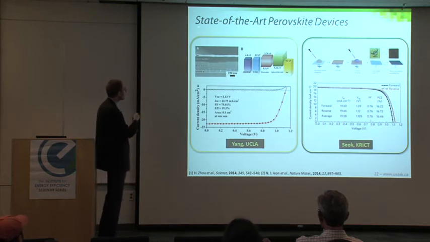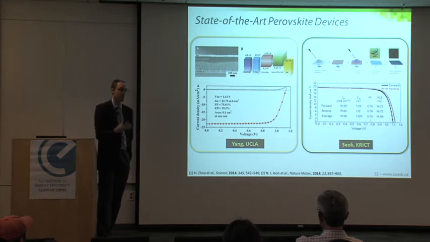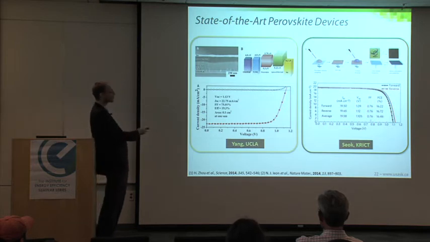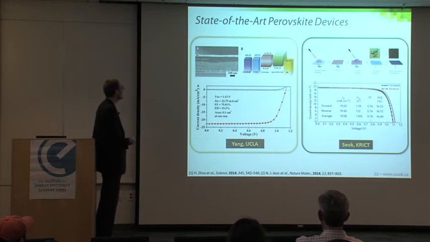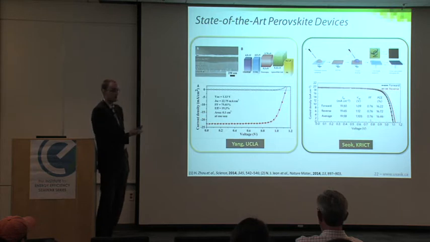The problem with putting up a state-of-the-art slide is that it's out of date the next time you give the talk. So I apologize. There are more recent science papers than these. But just to highlight 2 different types of device, Yang Yang's work out of UCLA showing very nicely that you can make a planar heterojunction structure. If you optimize the various layers, get really good control over the perovskite crystallinity, you can make a device that's 19% efficient. Really, really impressive efficiencies.